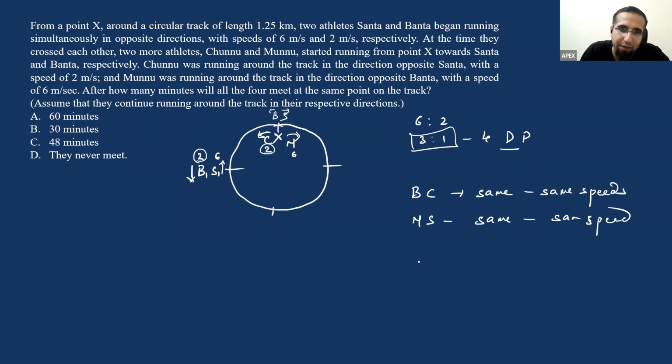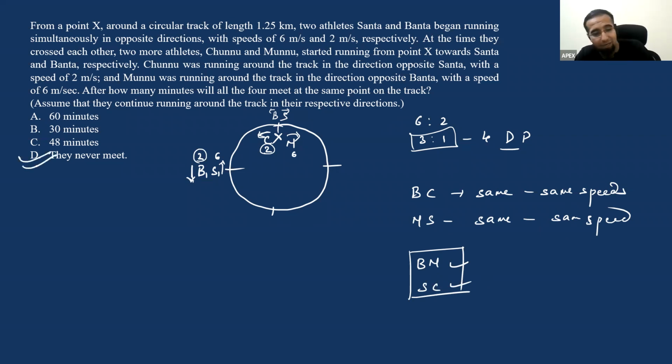Who all can definitely meet? B can definitely meet M. S can definitely meet C. But if B and C, and M and S cannot meet, that means all 4 of them cannot be at the same point ever. So therefore, your answer, in a very strategic or commonsensical way, becomes they will never meet.